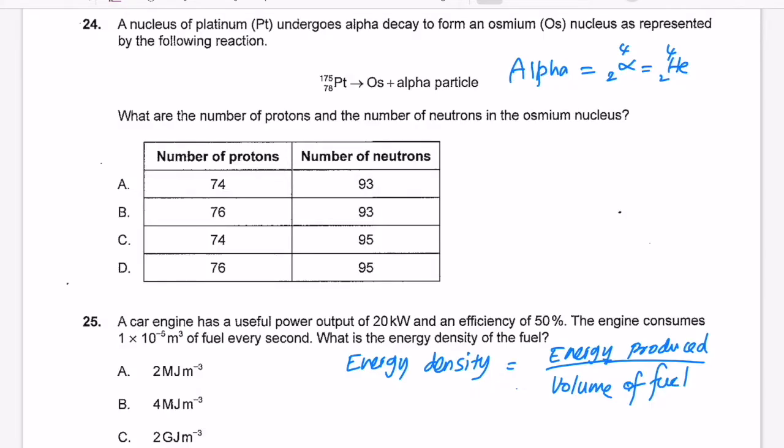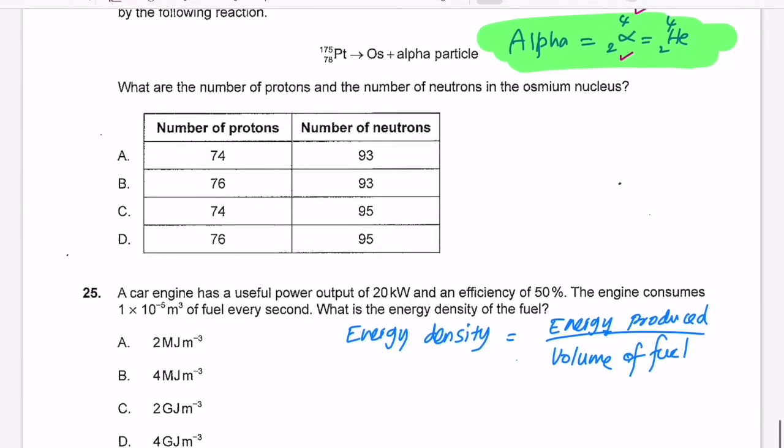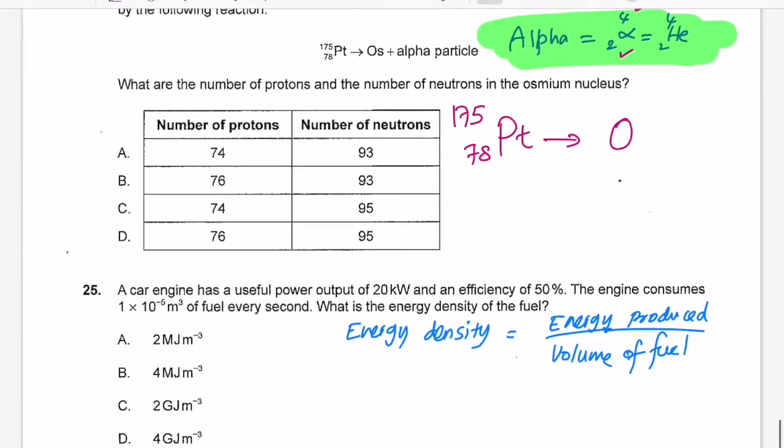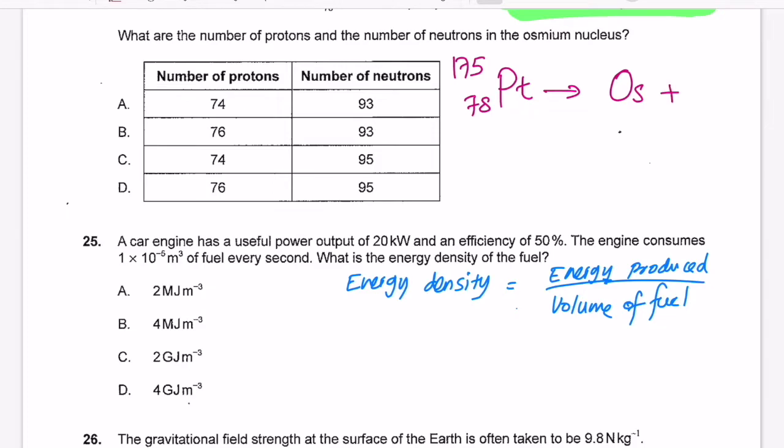Again, we need some background knowledge. Here, an alpha particle has 2 protons, 2 neutrons, so mass number is 4, atomic number is 2, right? Now let's write the equation. Platinum 175, 78 changes into osmium and an alpha particle.